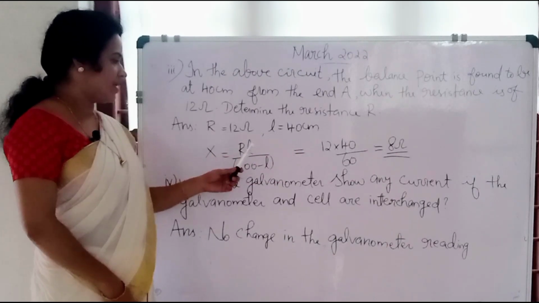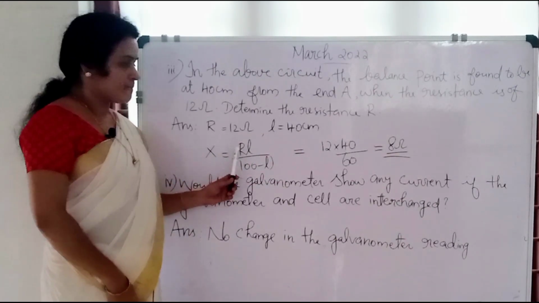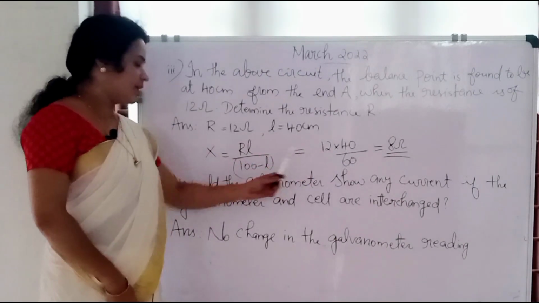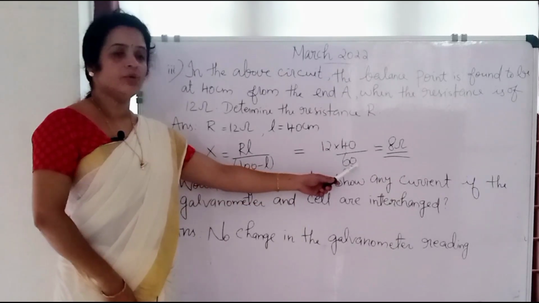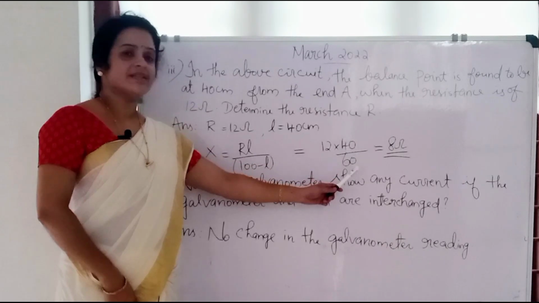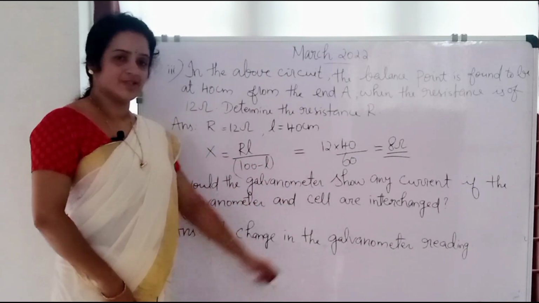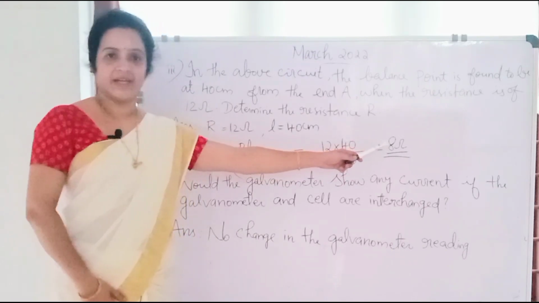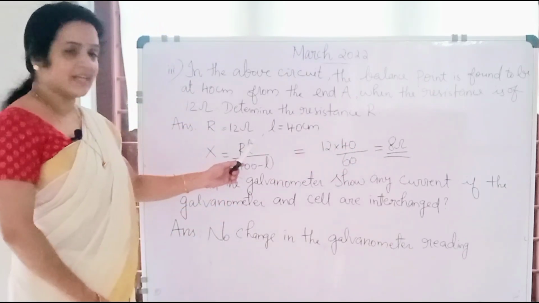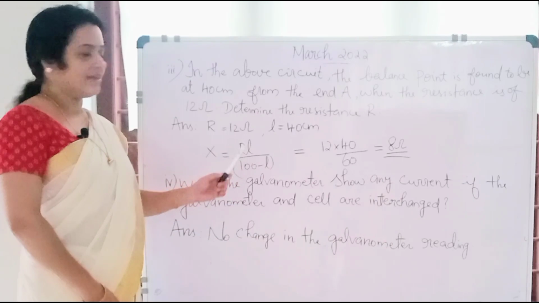So we can substitute the values. That will be 12 into 40 divided by 100 minus L, that is 100 minus 40, which equals 12 into 40 by 60, isn't it? So what will we get? That will be 8 ohm. Clear? That is a direct numerical question, so please don't leave the question.